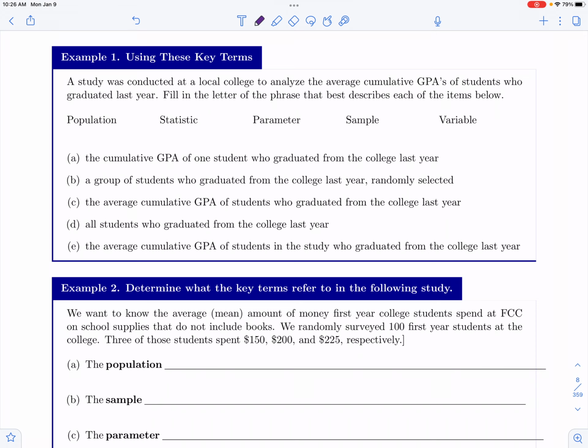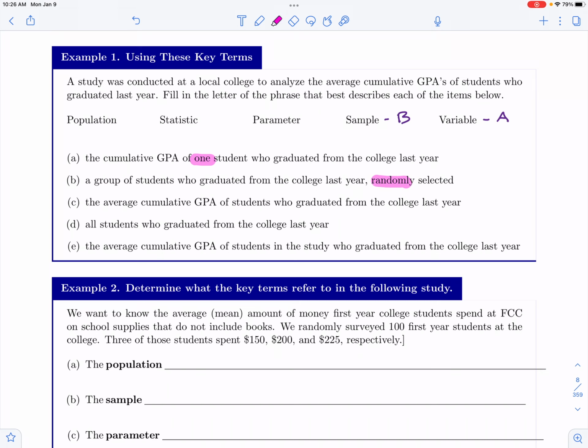So our cumulative GPA of one student who graduated from the college last year. In this case, we're dealing with just one individual student, so what we're looking at is our variable. So our variable is going to go with letter A. Next, a group of students who graduated from college last year randomly selected. The fact that this is talking about randomly selected means we're only talking about a select group of those students. So this is actually going to be our sample in this case.